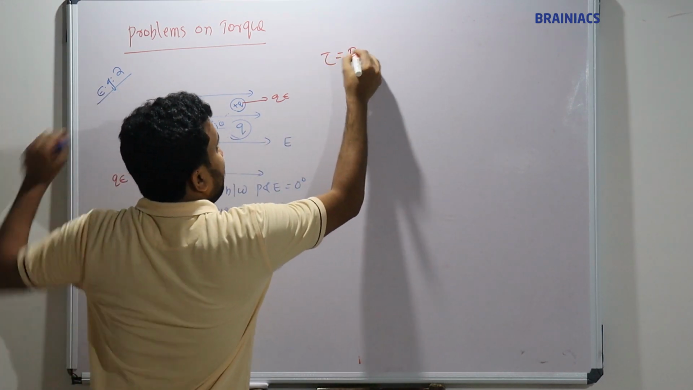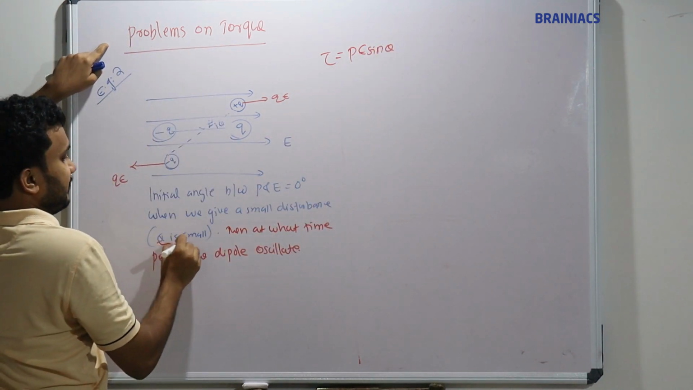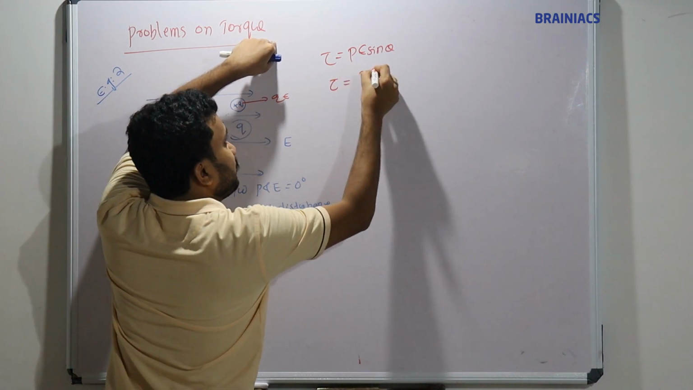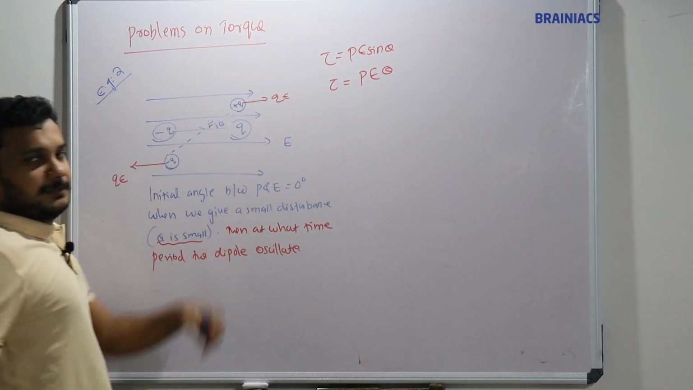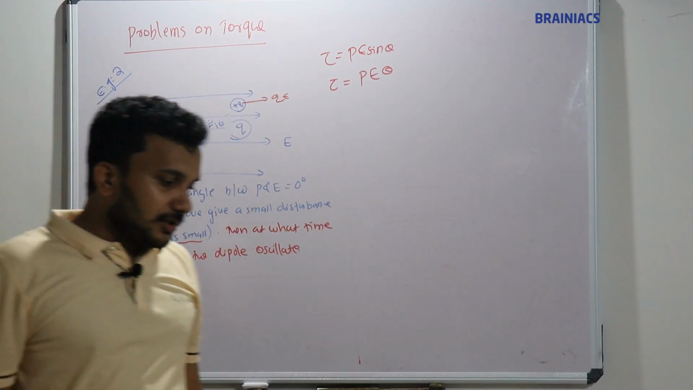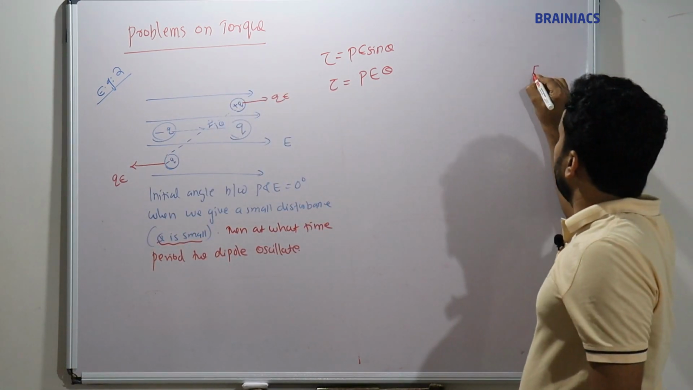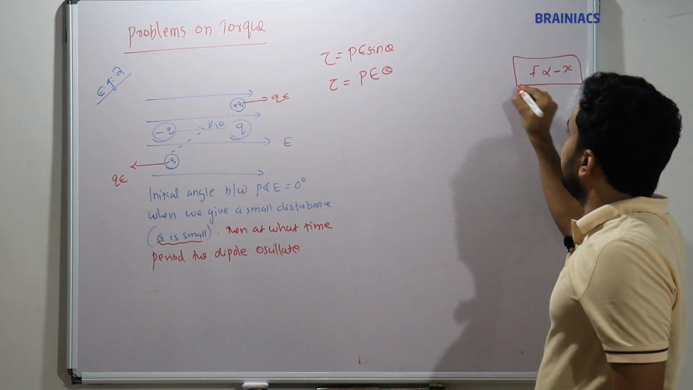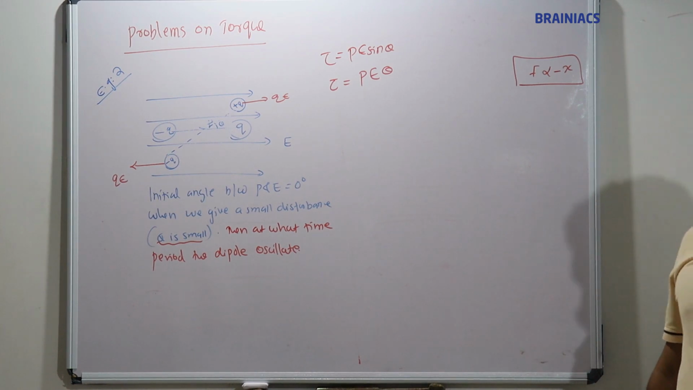So torque will be equal to PE sine theta. In the given question, theta is very small. In physics we have a property: if theta is very small, sine theta is equal to theta. And in oscillation there is one property: force is directly proportional to minus x. This is a concept in oscillation. F is equal to minus kx, you have learned, right?